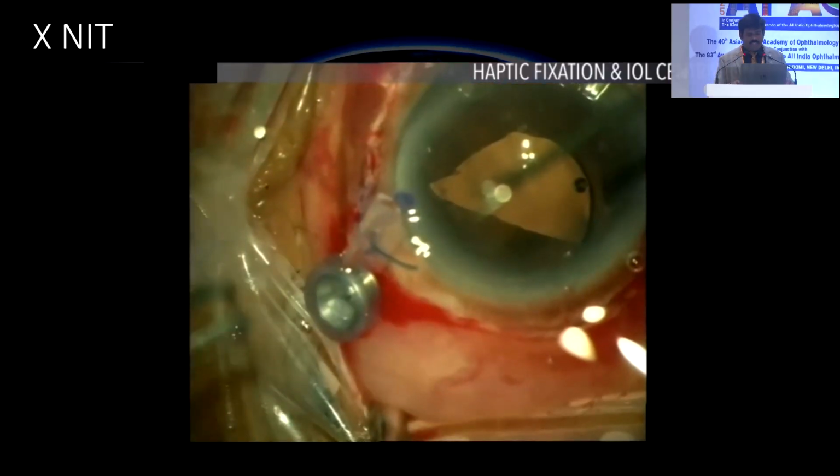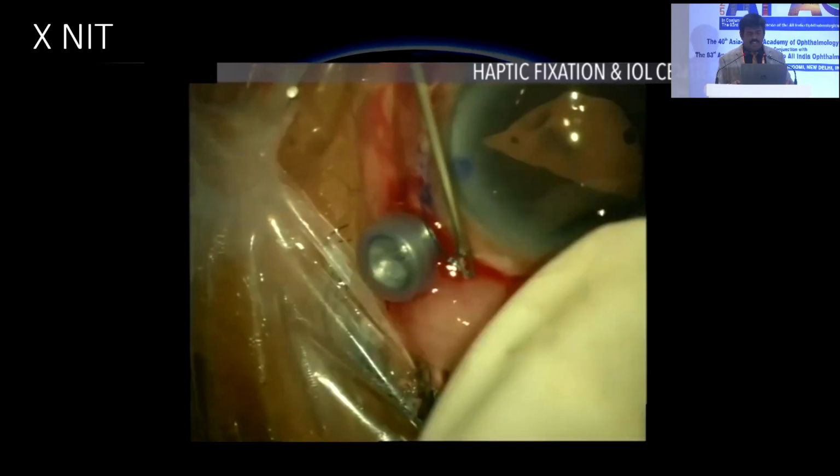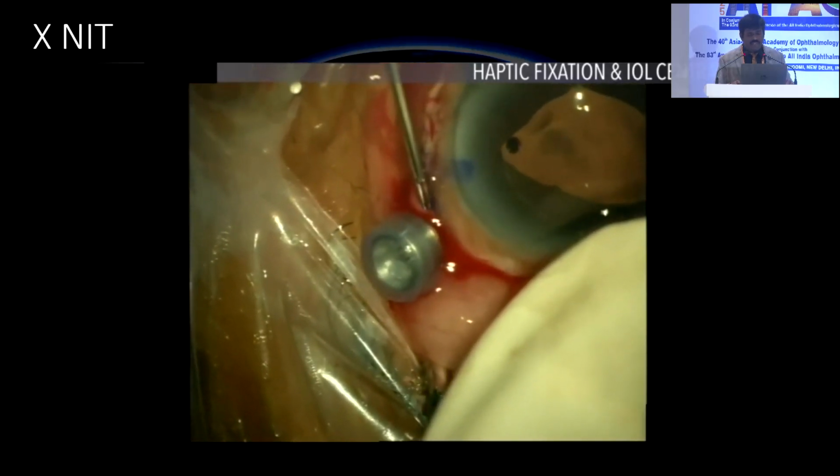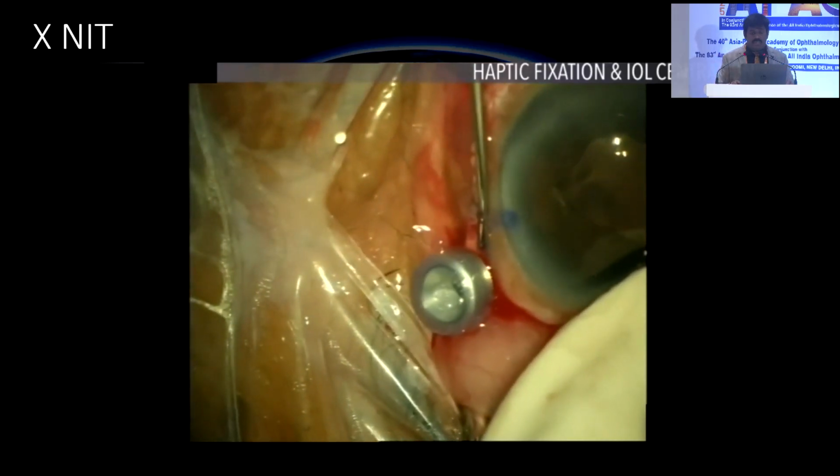As I told you in the previous case, it looks pretty easy but has a steep learning curve. Once you start doing a couple of cases, life becomes easy for you, and the patient, in fact, has good vision at the end of the day.